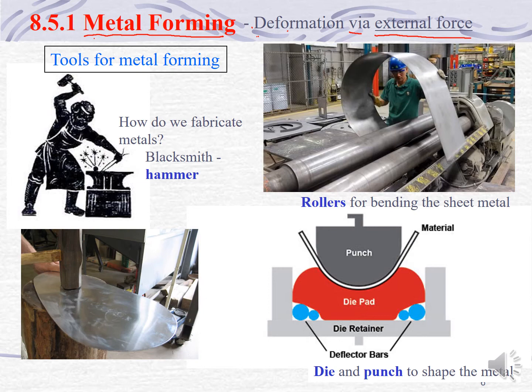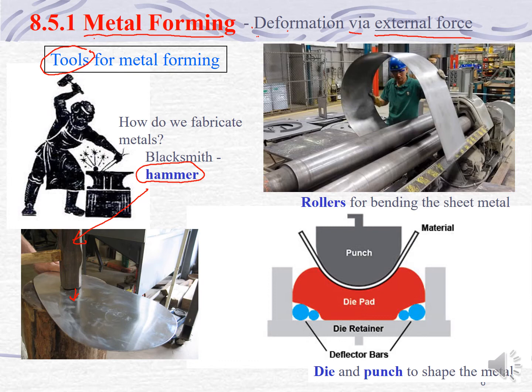What are the tools normally used for this metal forming process? For the blacksmith, they use a simple hammer to fabricate the metals. This is a hammer. We give a compressive force onto the metal sheet in order to fabricate the product.